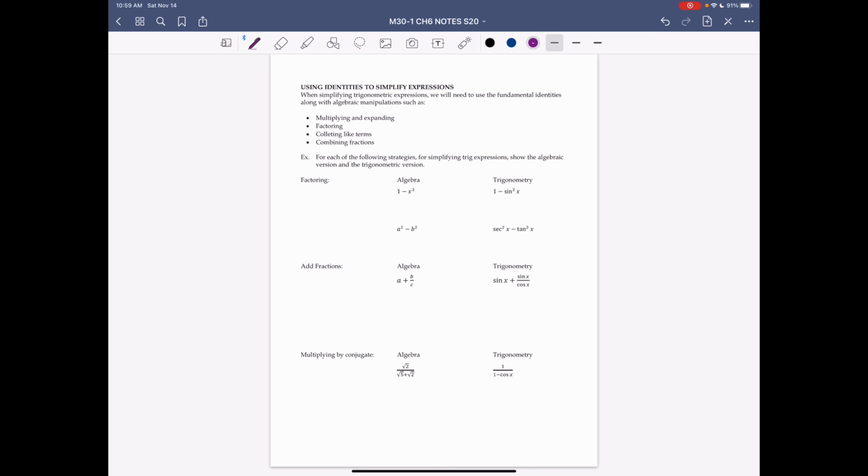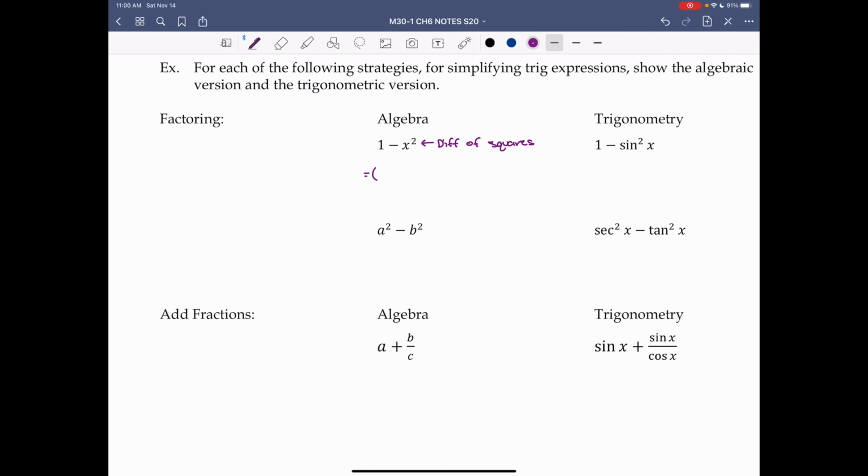So we have the algebraic expression 1 minus x squared. We should recognize that as a difference of squares. A difference of squares factors to two binomials. The first term in each binomial is the square root of the first term of our expression. So square root of 1 is 1. The last term in each binomial is the square root of the second term in our expression. So square root of x squared is x. And then one factor gets a plus and one factor gets a minus.